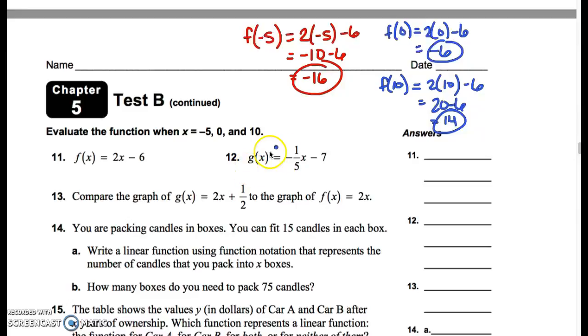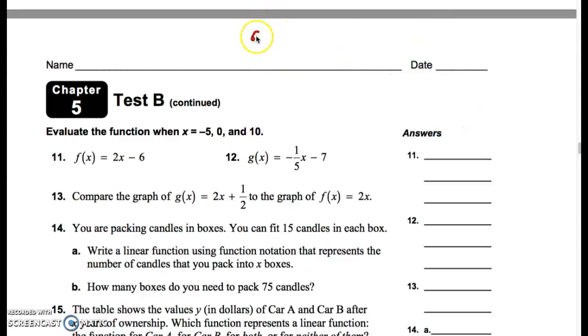Number 12, we're going to do the exact same thing. Plug in the exact same numbers. So, first of all, g of -5. So I'm going to plug in -5 into this equation. Okay, so we have -1/5 times -5, which is -5 over 1, minus 7. So on this one, I notice 2 negatives would make it a positive, and I notice I can cross cancel my 5s to be 1s. So that becomes a 1 minus 7, and you get -6.